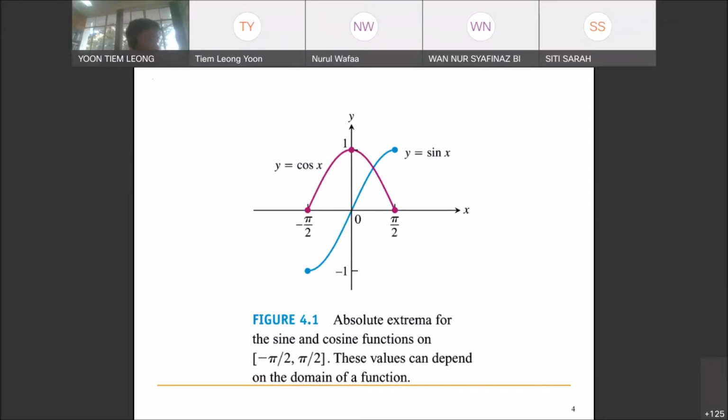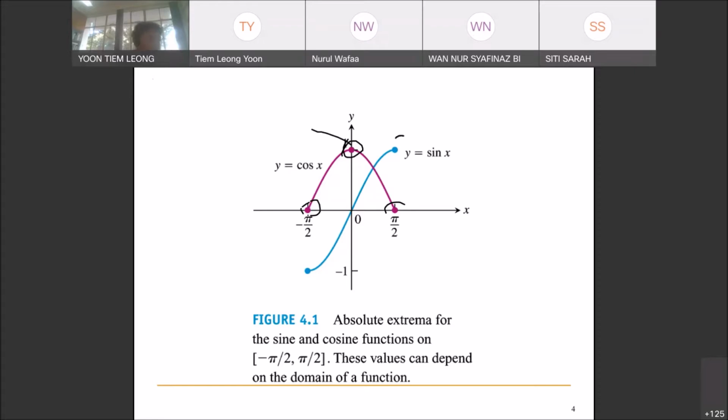This is a very simple example. You look at the cosine function: the absolute maximum is this point, and the absolute minimum is this point and this point. At the absolute maximum, for example at this point, all other values of the function are smaller than the value of the function at this point.